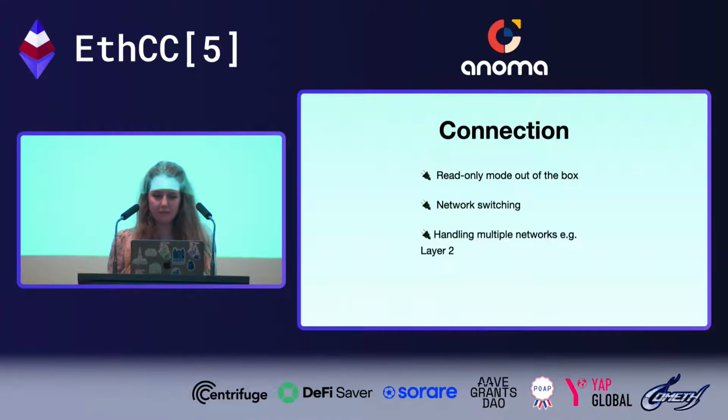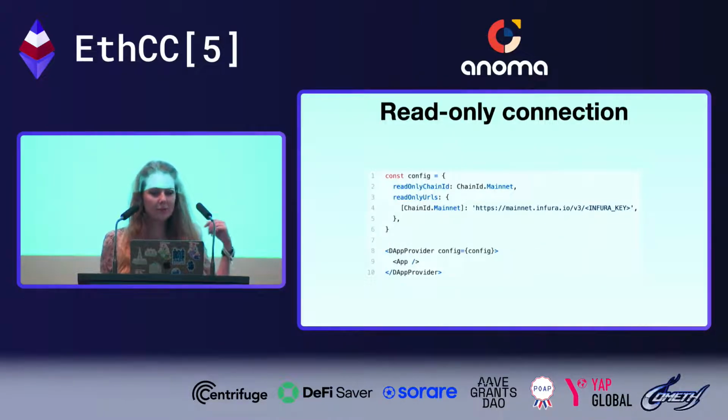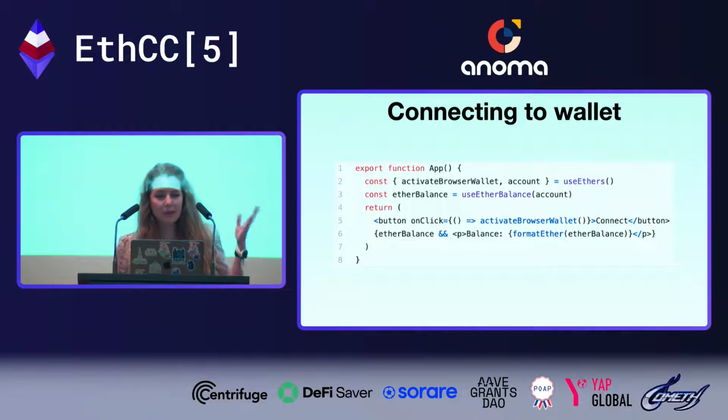So this is an example of how you can use read-only mode. You just need to simply pass an RPC URL in the configuration, and then voila, it just works. Here is another example of how to connect your wallet to your application. We provide you the useEthers function, and it returns activateBrowserWallet and account. activateBrowserWallet is a function. When you call it, the application simply asks MetaMask to connect to the application. And the second value is account, which is the currently connected wallet address.